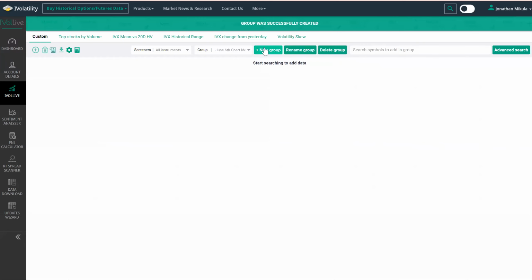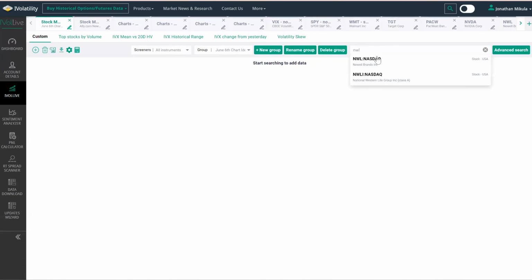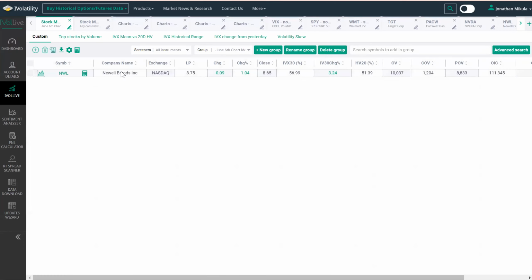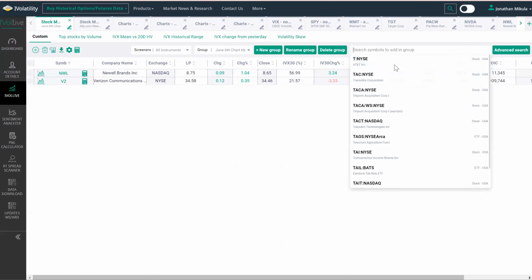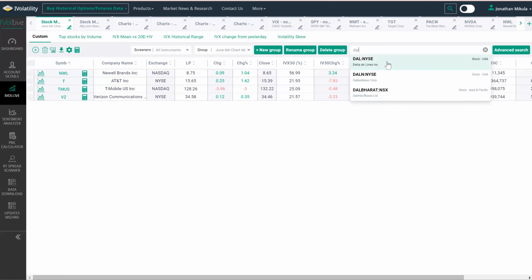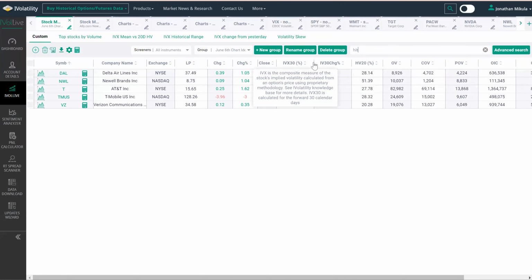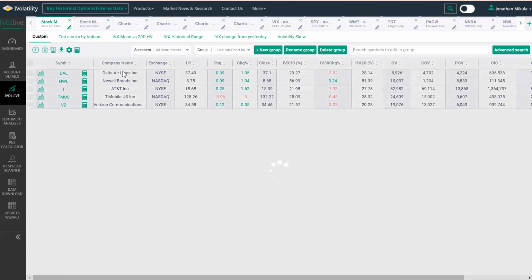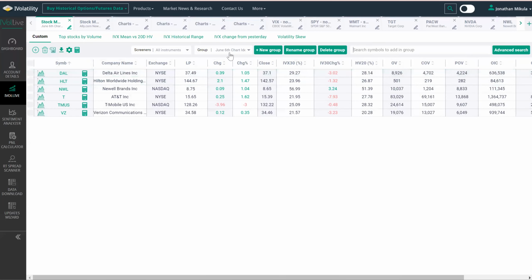When you create a new group, you can do this not just for charting ideas, but for any name that you want to investigate further. Newell showed up on a couple of those quick scans that we did. We also said we wanted to look at telecom because those were weak last week, so we have Verizon, AT&T, T-Mobile. We also said travel, so Delta and Hilton. And so here you go. We have a really quick hit list that we just added with a couple of mouse clicks.